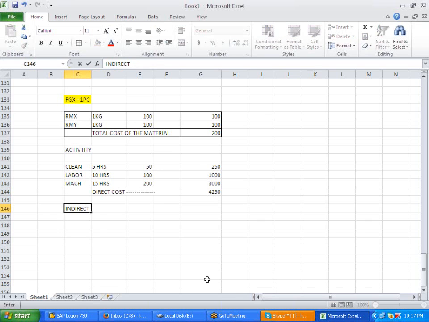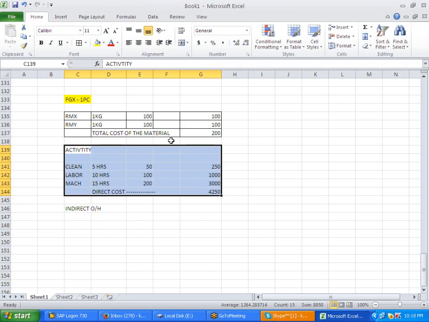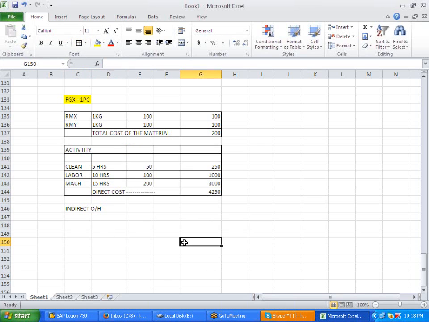Indirect cost. This is where most of the complications come, arguments, issues, so many things. How do I allocate my indirect cost? My rent, my power, and so on. I have a question about the machine cost. Is this the depreciation of the machine? No, I have not gone into depreciation. I am just allocating in a simple form: when a machine is running, it runs for 15 hours to get this one finished product.